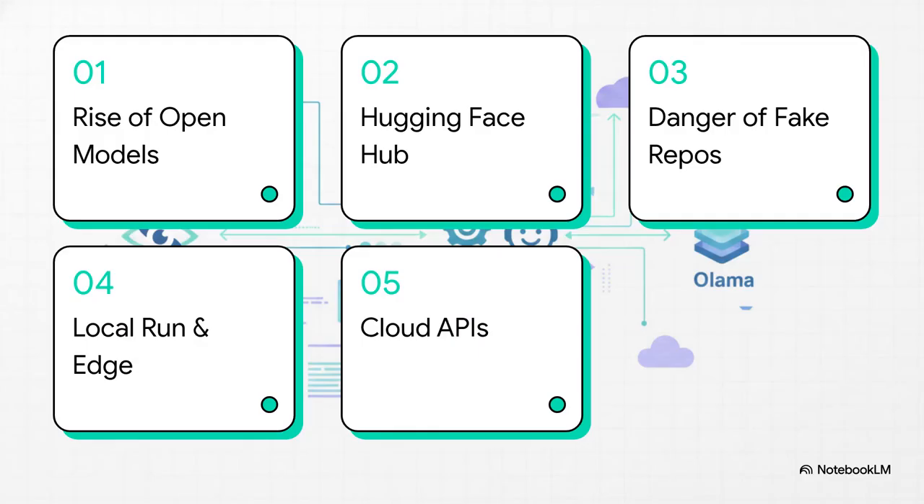So, here is our roadmap for the journey. We're going to start with the rise of open-weight models, take a tour of Hugging Face, which is the giant hub, navigate the very real danger of fake repos, figure out how to do a local run with Llama and Edge, and finally, look at cloud access and API gateways.